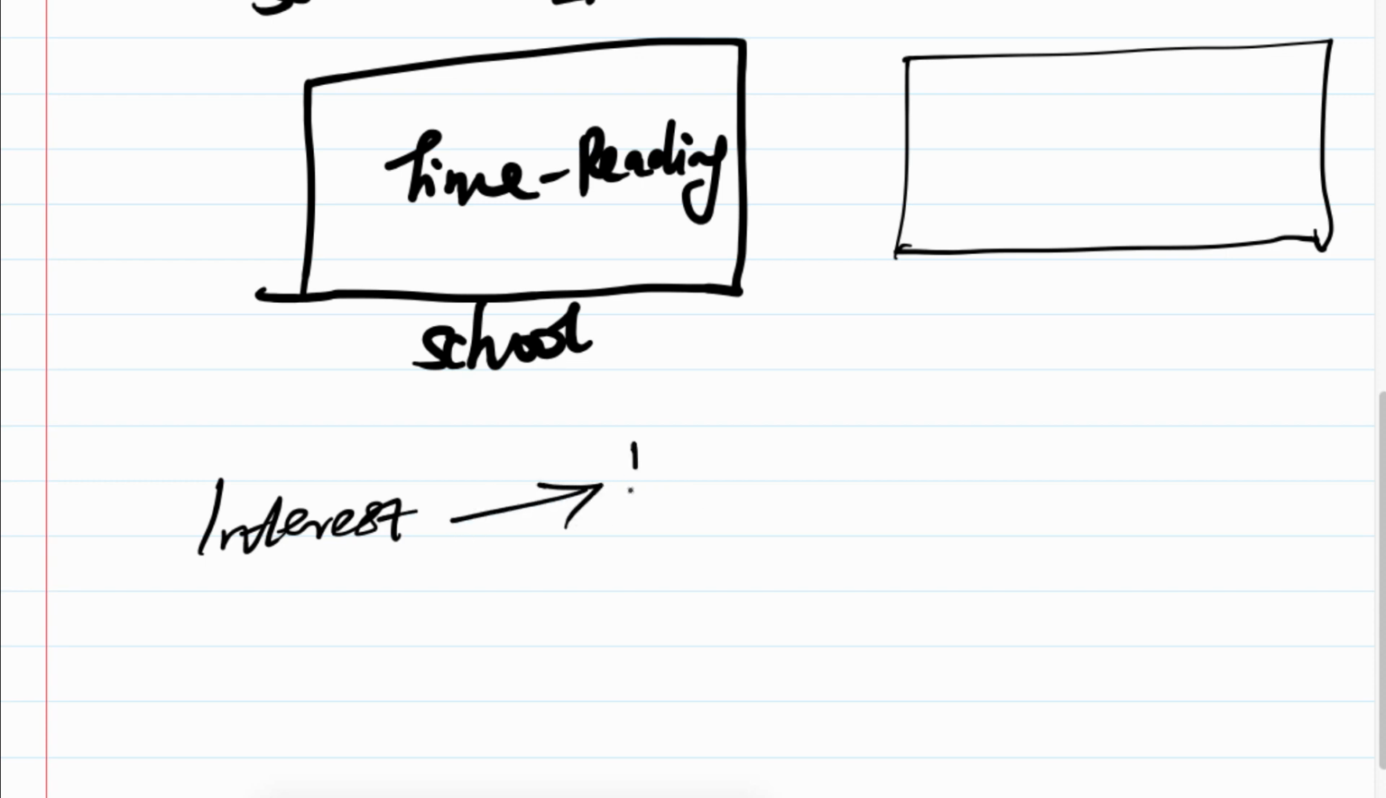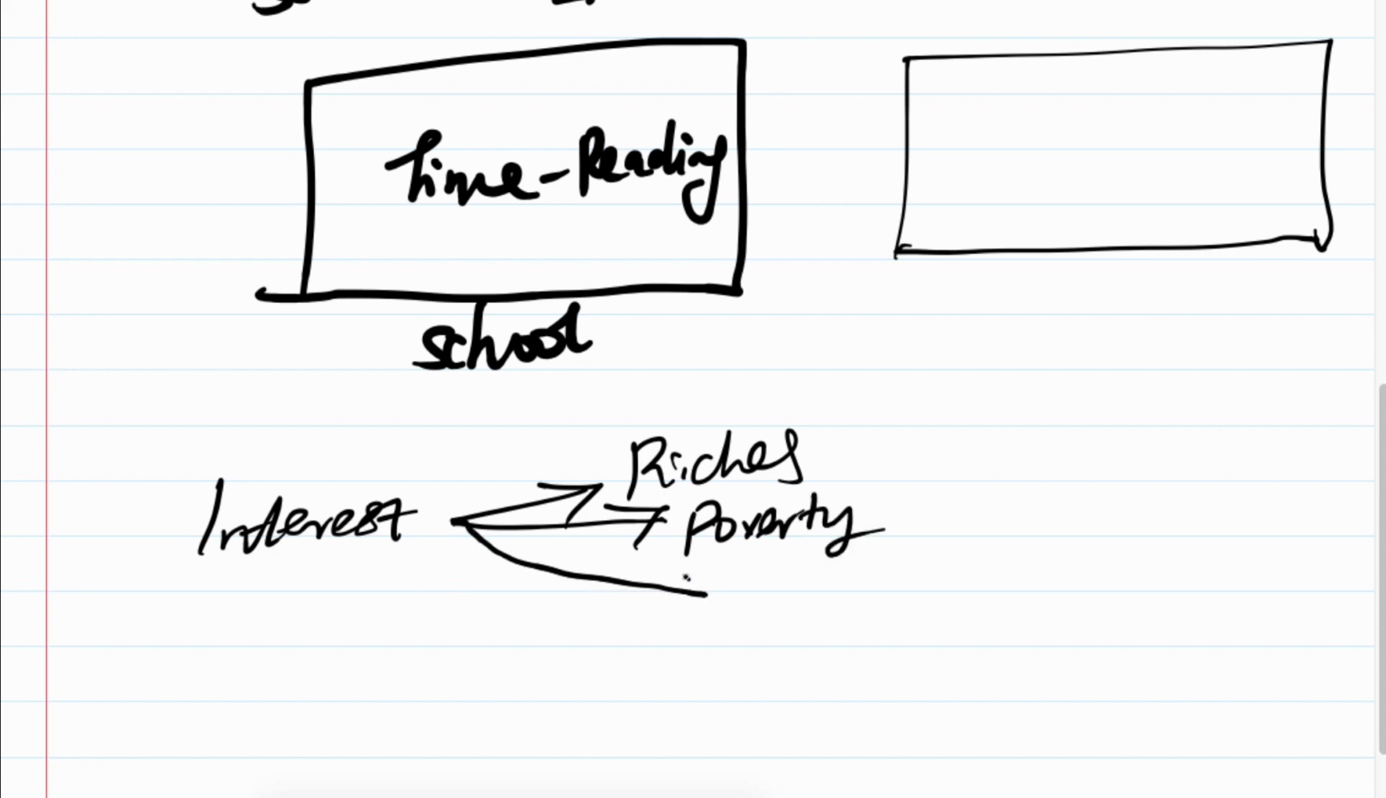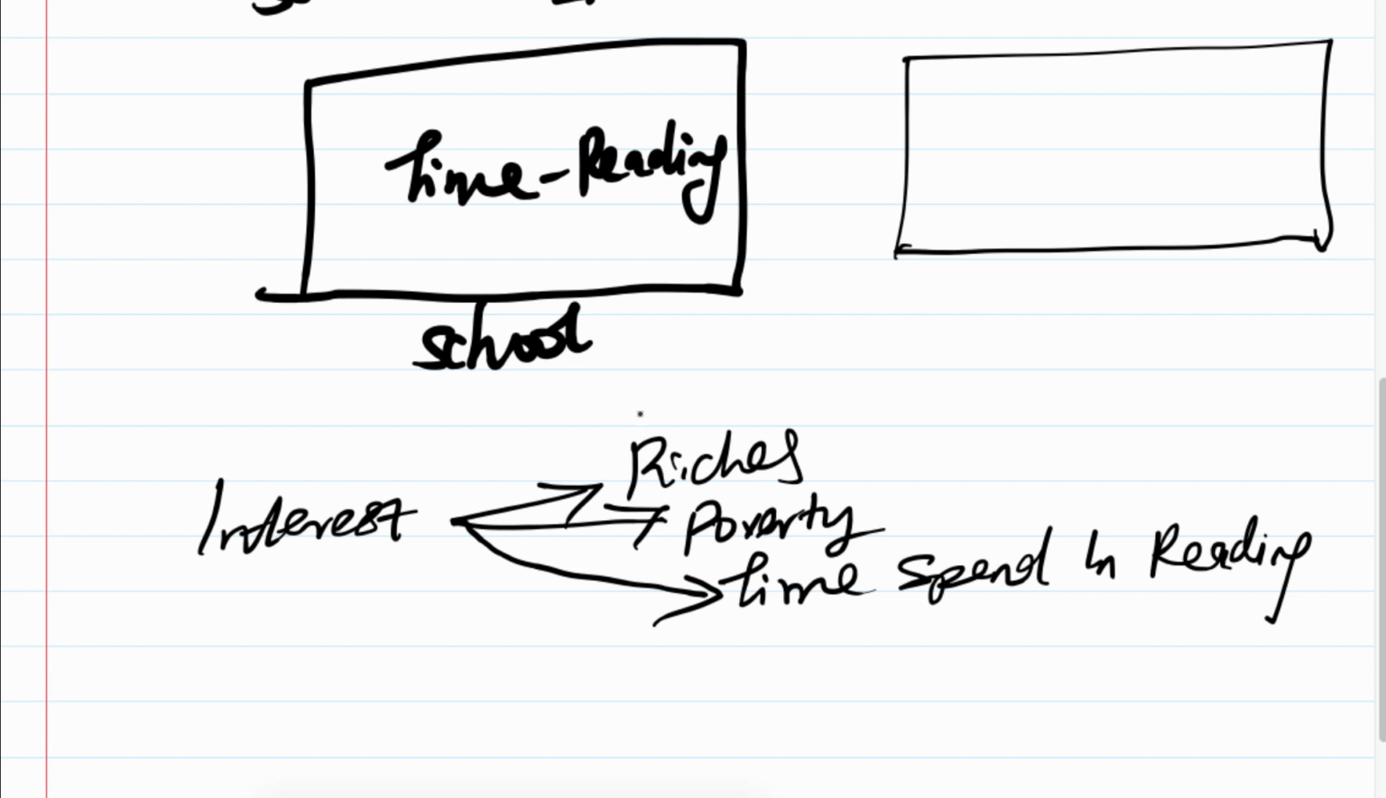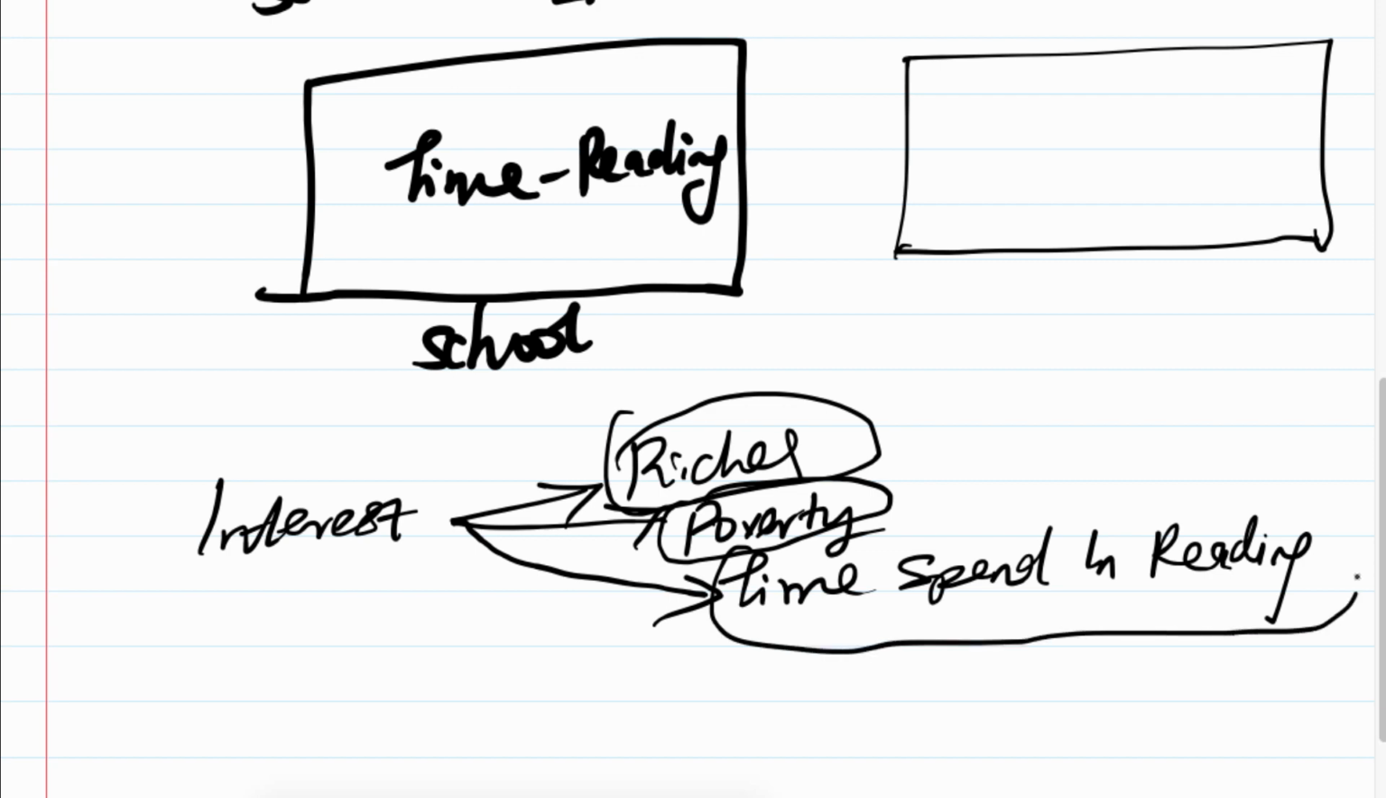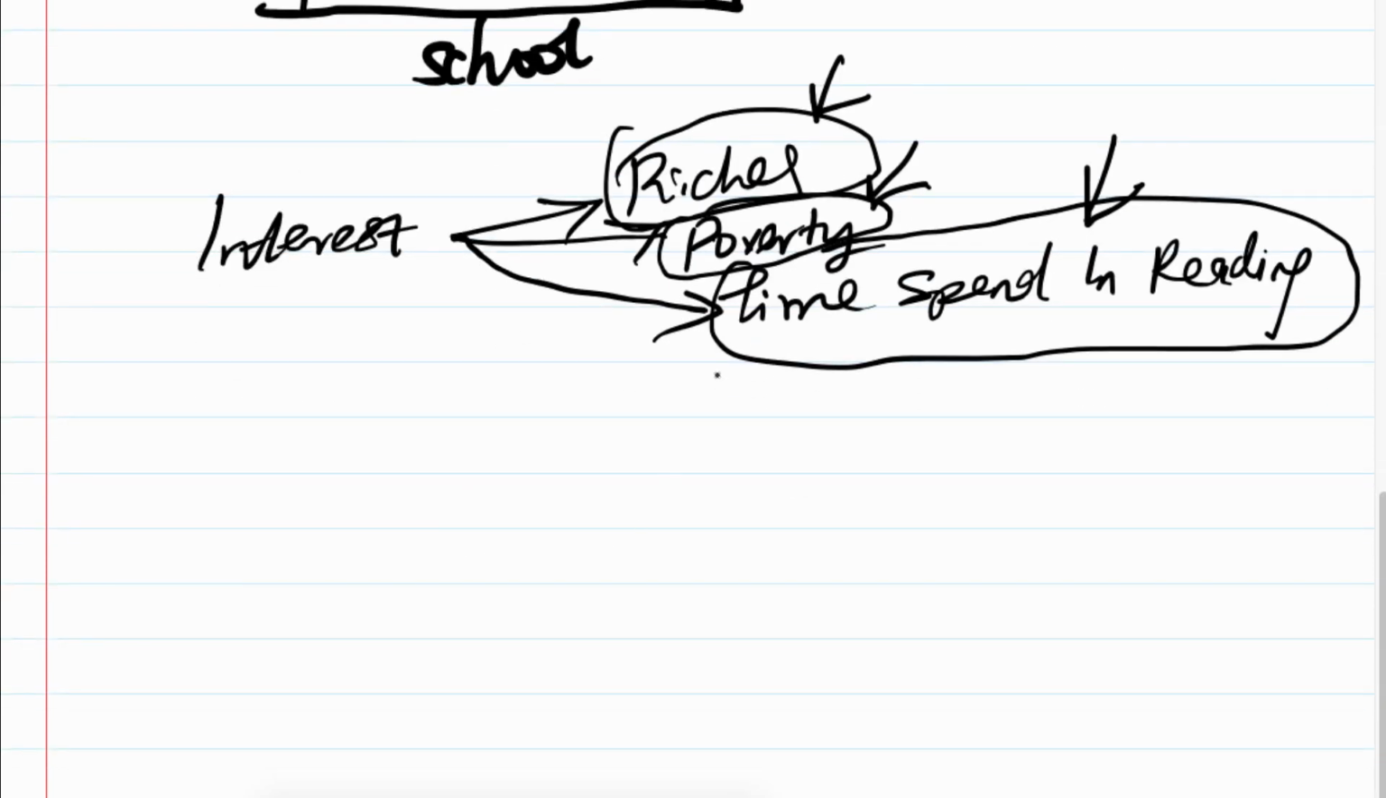You are interested in the riches of China. You're also interested in the poverty in Ghana. You are also interested in time spent in reading. So you want to see, these are different scenarios. This is research of its own. This is another research of its own. This is another research of its own. So you want to trace each of them back to the influencer. What is predicting them? The predictor. So these ones you are interested in studying are called what?